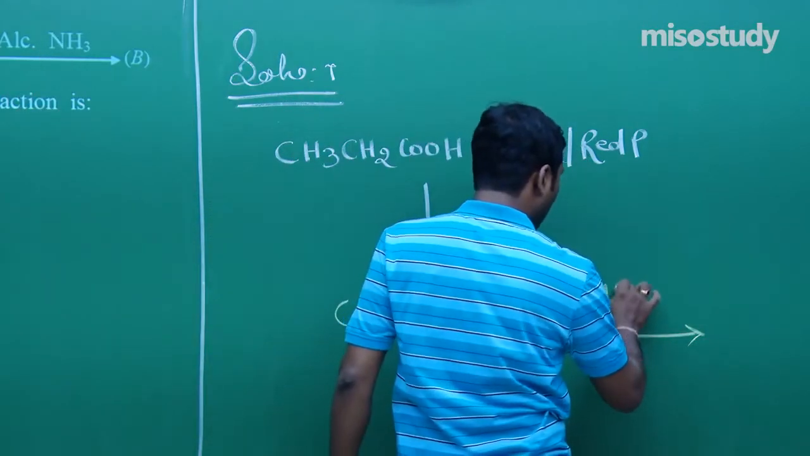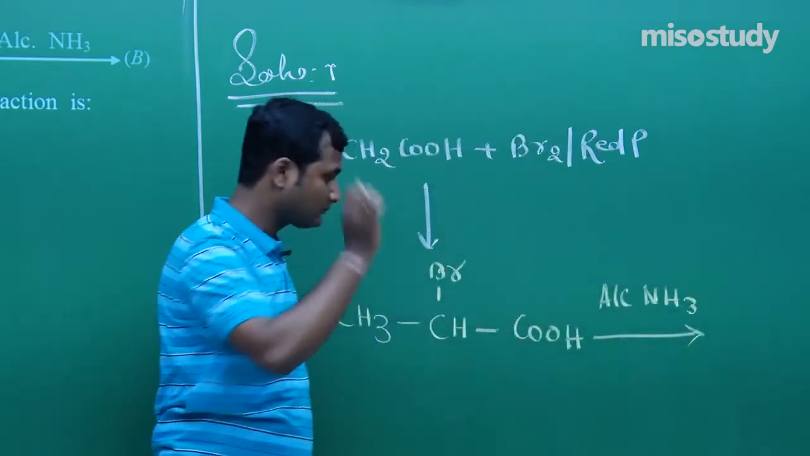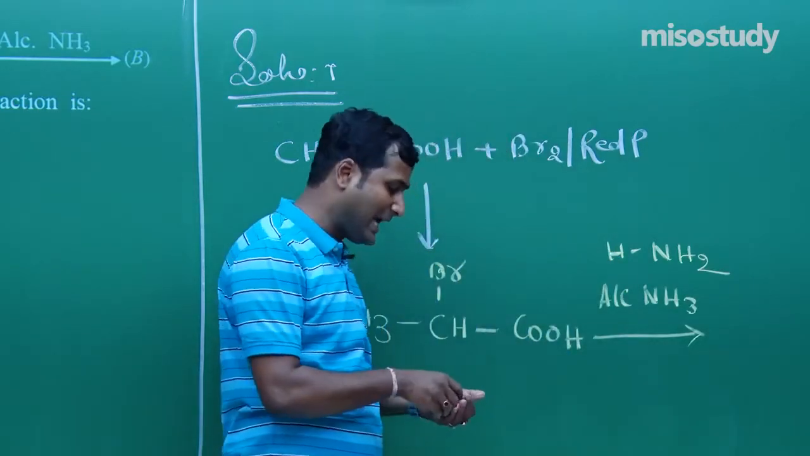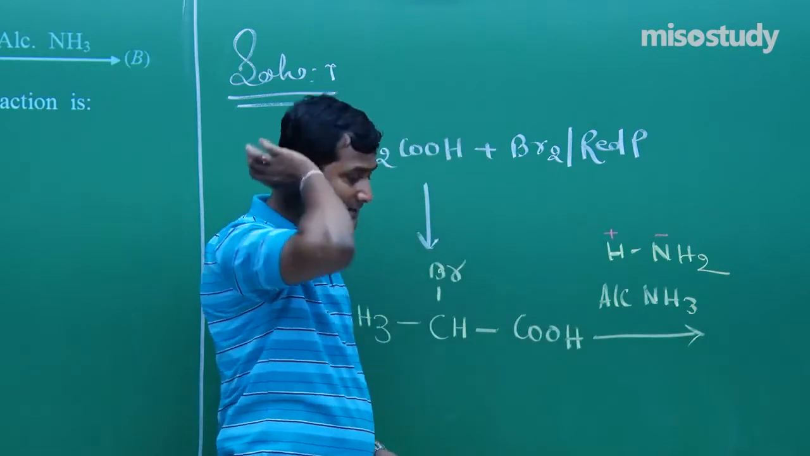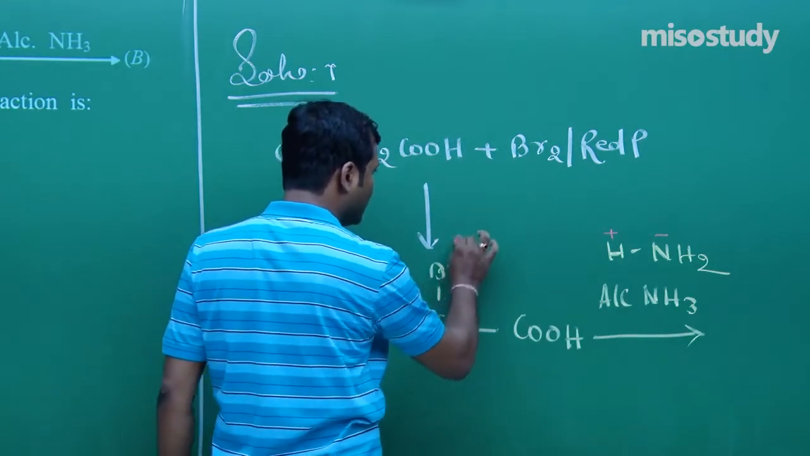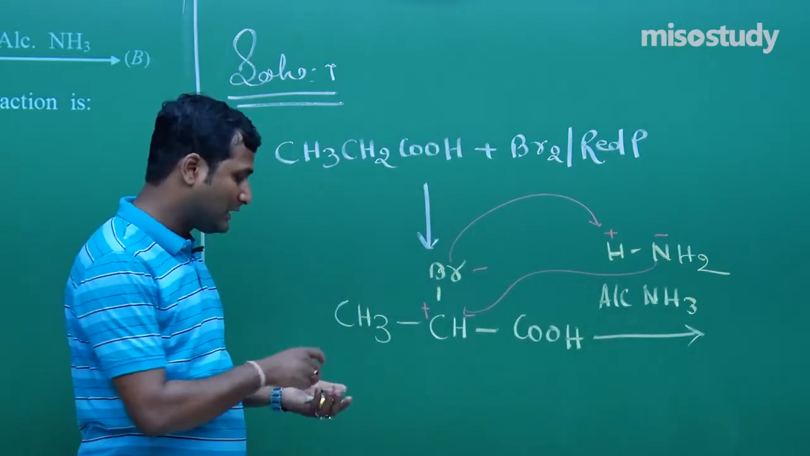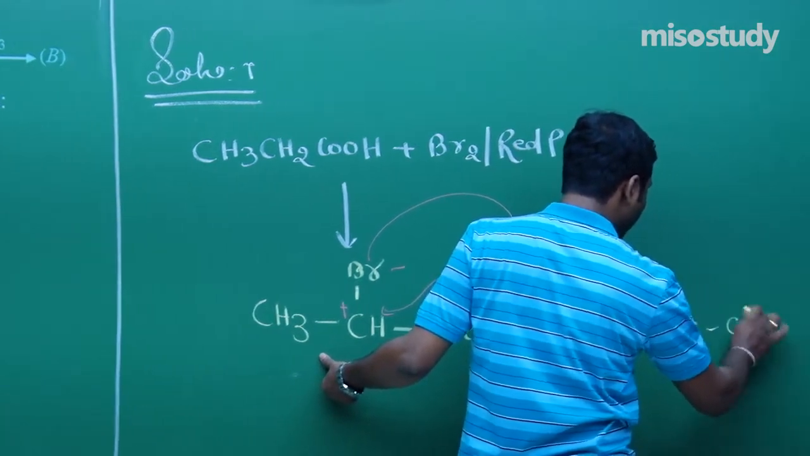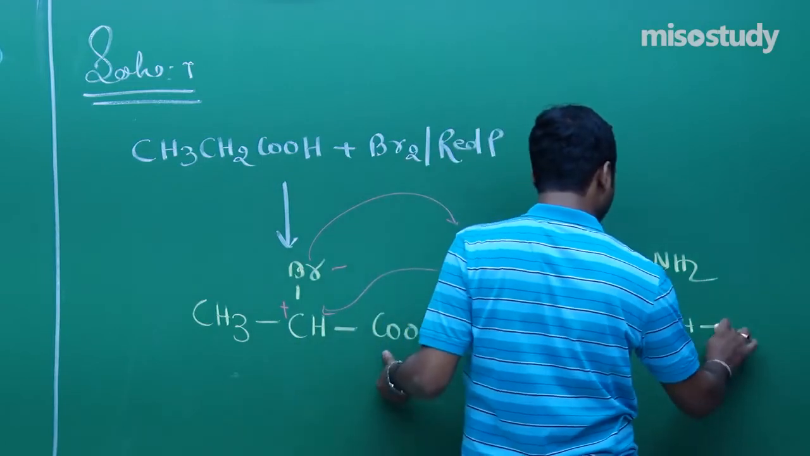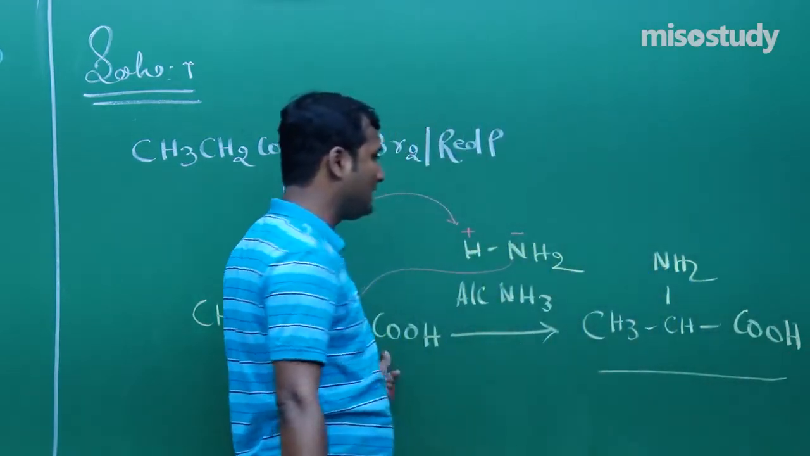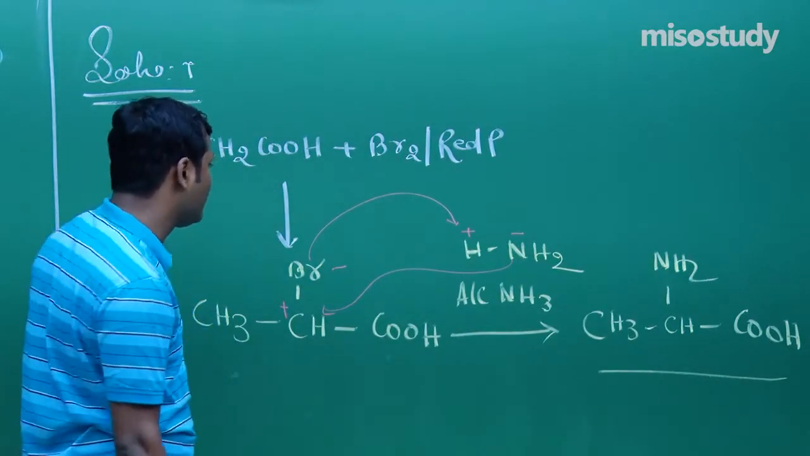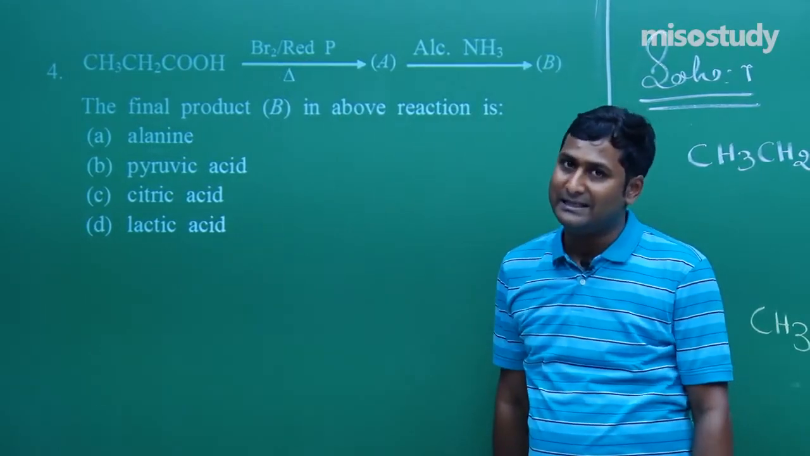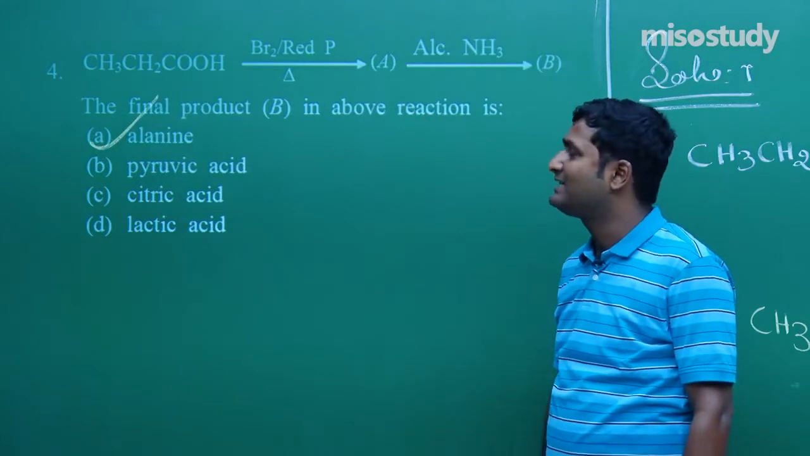Now on treatment with alcoholic NH3. It can be written like this, H-NH2, that is H plus and NH2 minus. What will happen? The Br minus and H plus combine, and the NH2 will move here. So the product in this case is CH3CHNH2COOH. So the product is alanine. For question number 4, A is the correct option, that is alanine. Clear, friend?